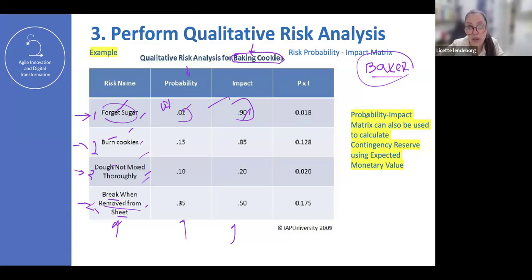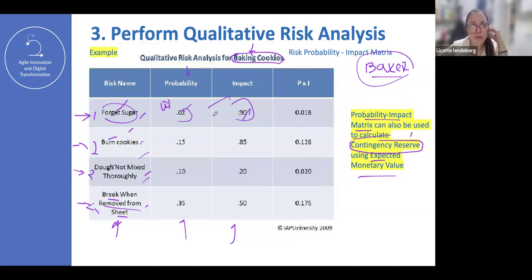So in yellow color here is the probability impact matrix. To calculate, you can calculate numbers, contingency reserve, using this type of numbers, expected monetary value. So one more question and we finish. We're ready for the break. One more question.